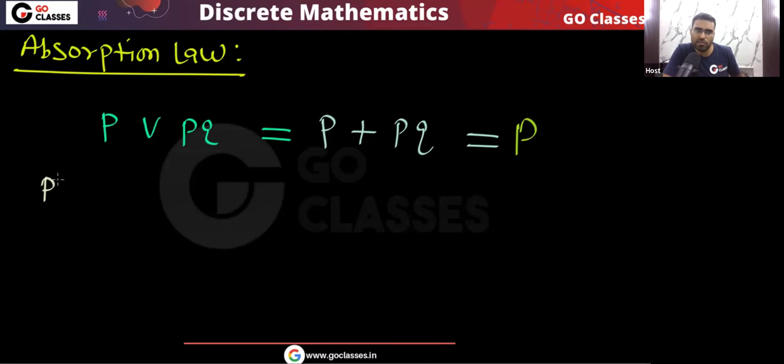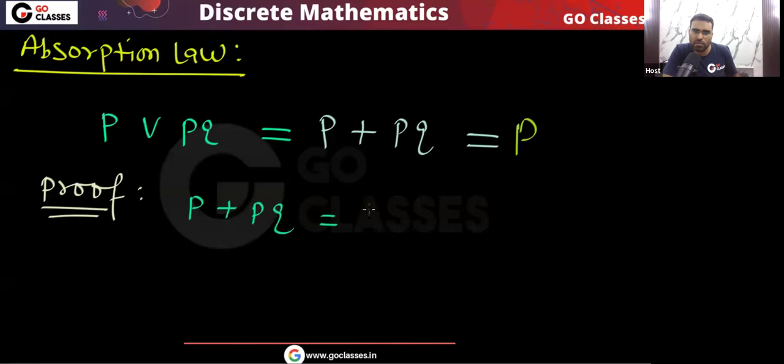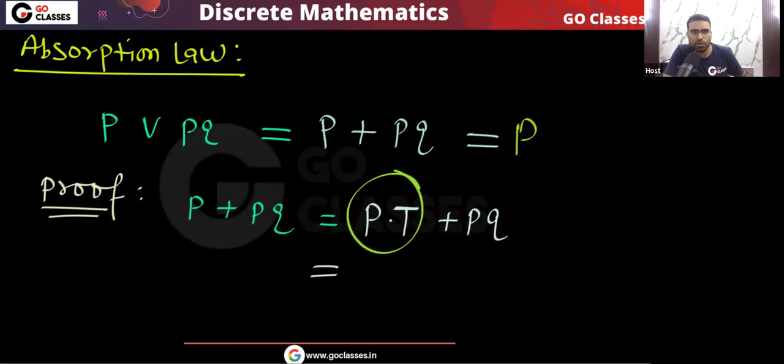Okay, let me prove it. Let's see the proof. The proof is very simple. You can apply the by case method, or you can just take common. See, P or PQ. What you do? You just take common. Can I write it as P and 1, P and true, or PQ? Can I write like this? Because what is P and true? P and true, that is P.